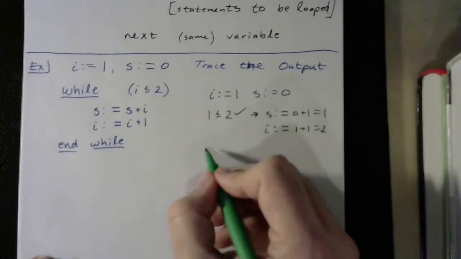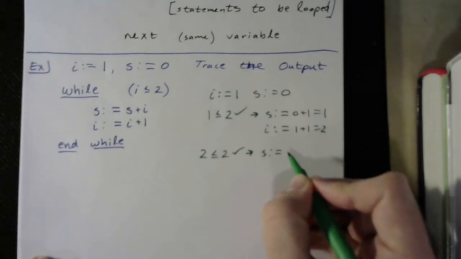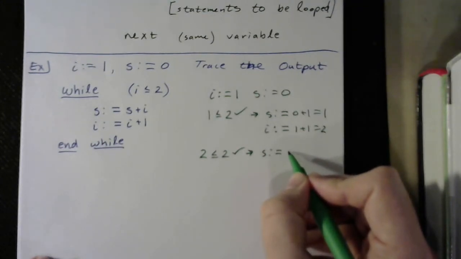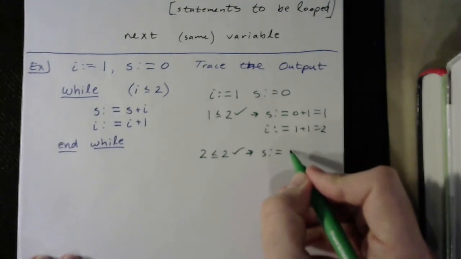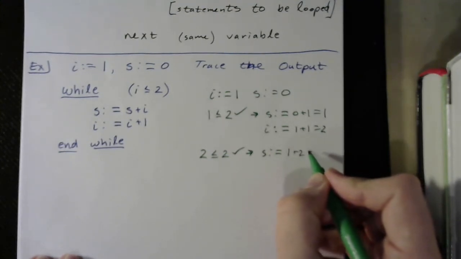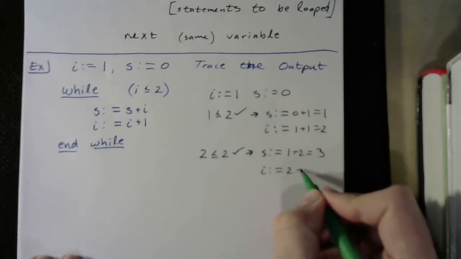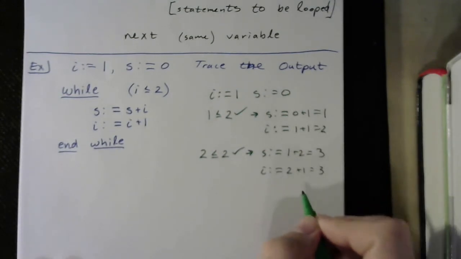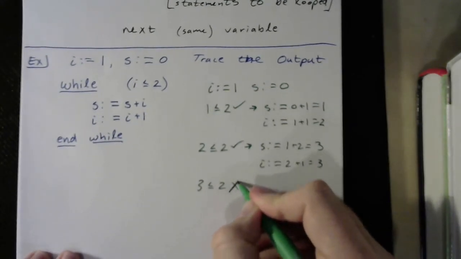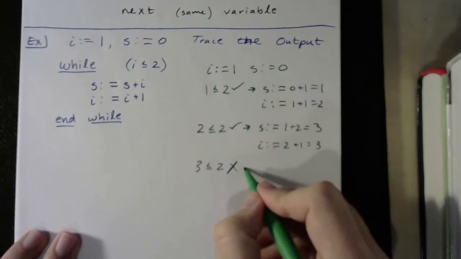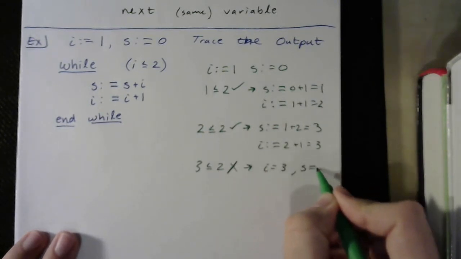And then now we have a new I, so we run the check again. Is 2 less than or equal to 2? Yes. So S becomes S plus I, so that's 1 plus 2, which is 3. I ticks up to the next, 2 plus 1 is 3. It runs the next check. This is not true. So our final outputs, I is 3 and S is 3.